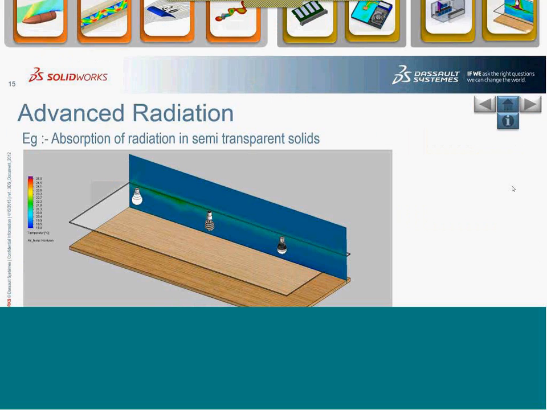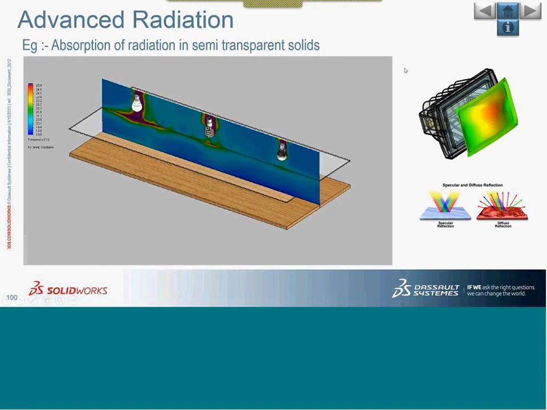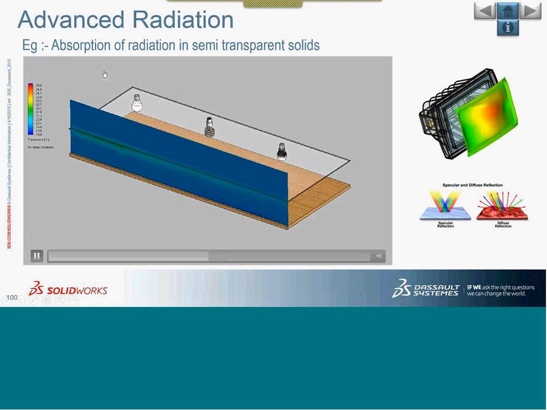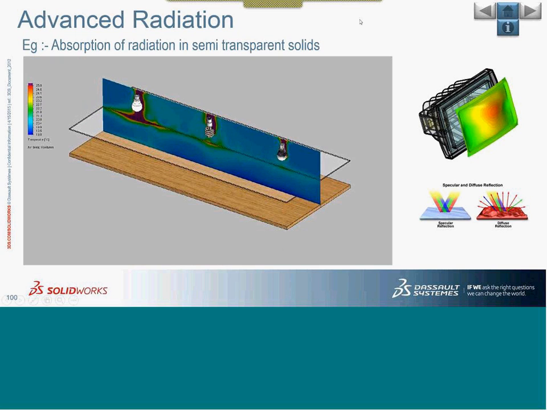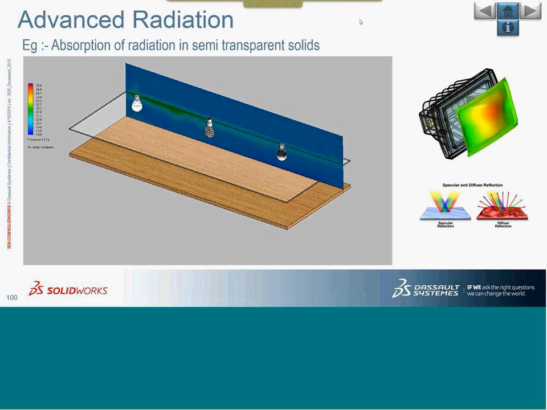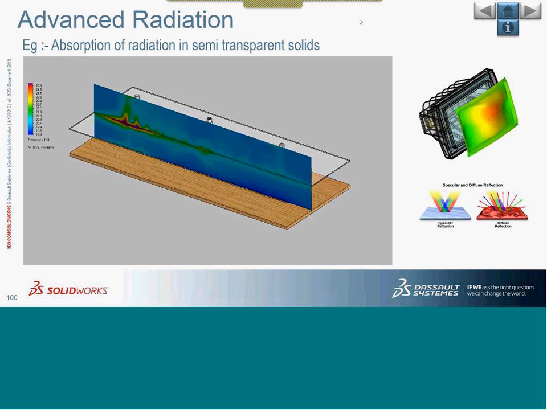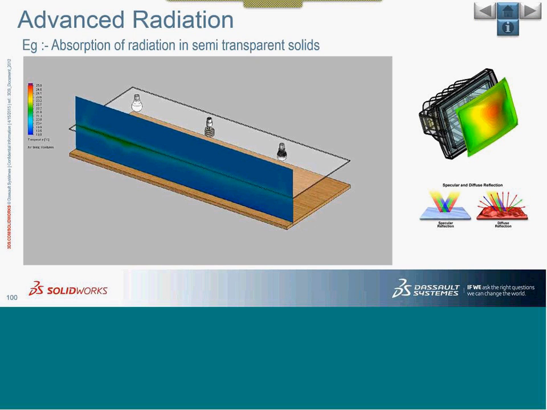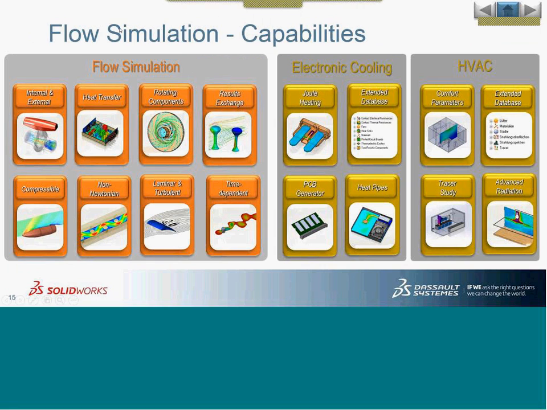And finally, radiation, another concept which we do not talk about and use much, but HVAC comes with the capability of advanced radiation, where we can simulate radiation, especially absorption of radiation in semi-transparent solids. So if there is a transparent solid and radiation is expected to pass through it, we can simulate and understand how much the temperature increases when radiation passes through it. Those details can be understood using HVAC. Yes, pretty much that's it.